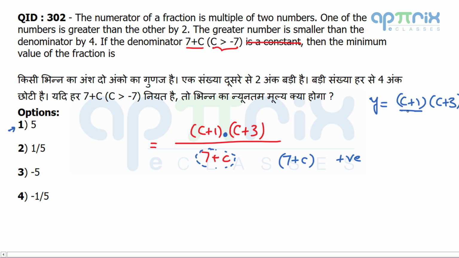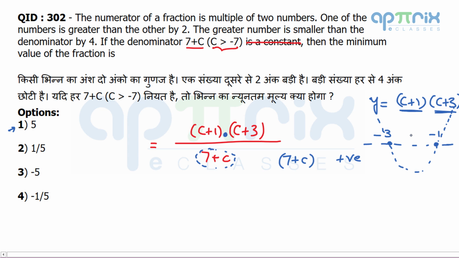Here you can clearly see that at c is equal to minus 1 this will be 0, and at c is equal to minus 3 it will be 0. We call these the roots of the quadratic equation. If we say c plus 1 into c plus 3 is equal to 0, then minus 1 and minus 3 are the roots. Now if this is minus 3 and this is minus 1, let's plot y like this.